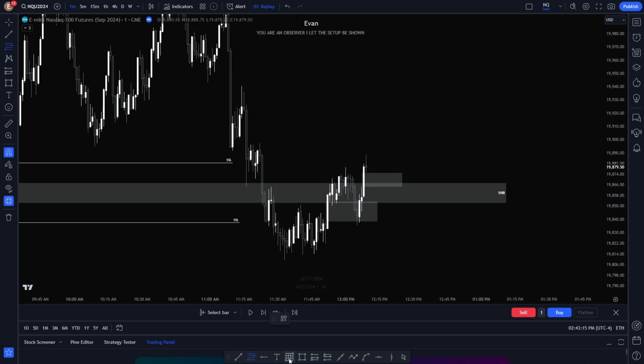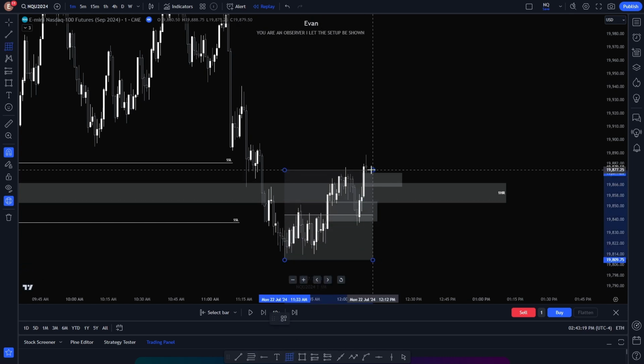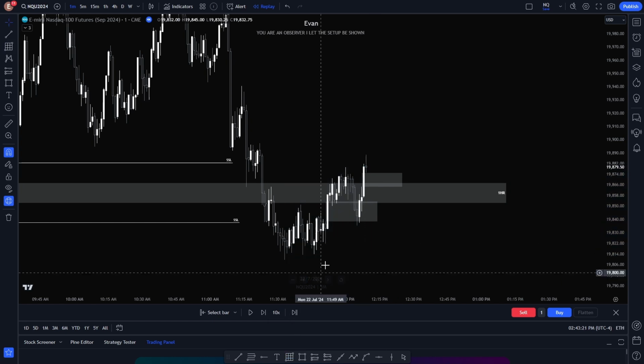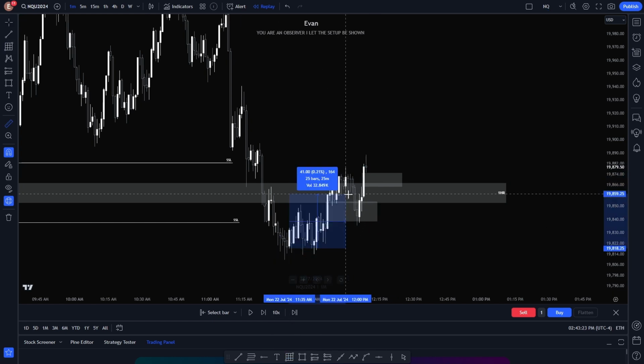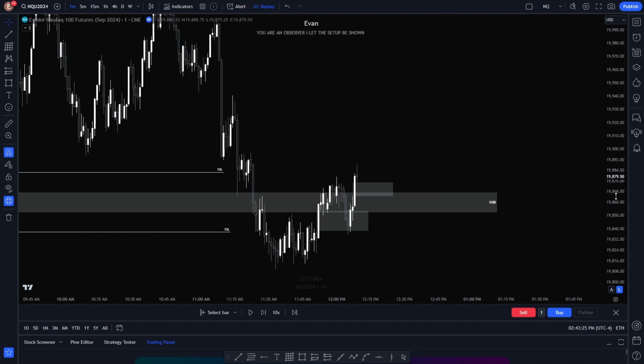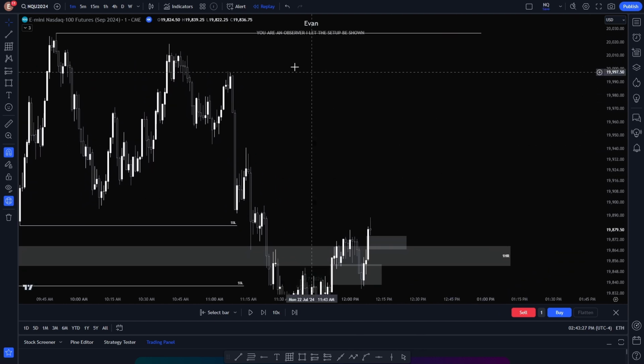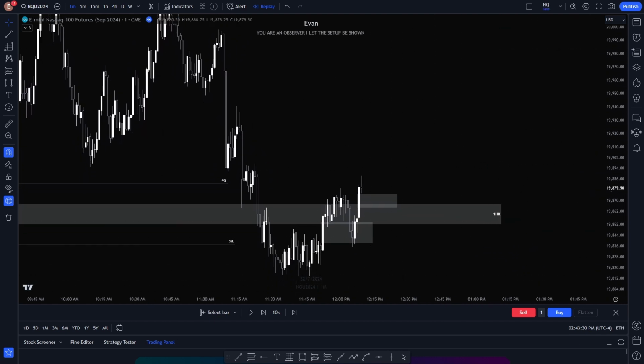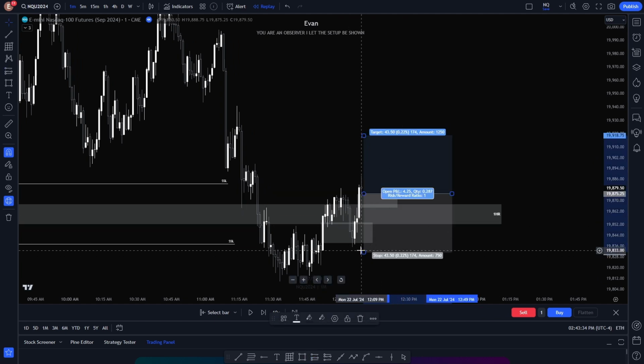We retraced back to discount of this range. Tapped in that fair value gap, displaced higher. Now price is telling us that we want to proceed higher. So then I take the long.